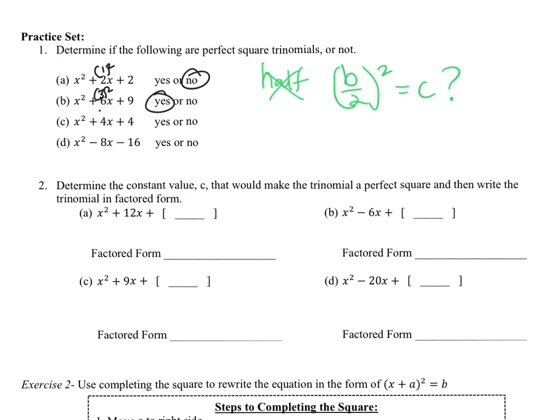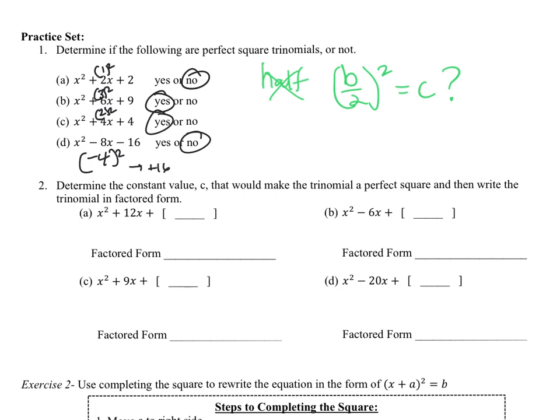Is half of 4 squared equal to 4? Yes. Is half of -8 squared equal to -16? No. This would be +16.